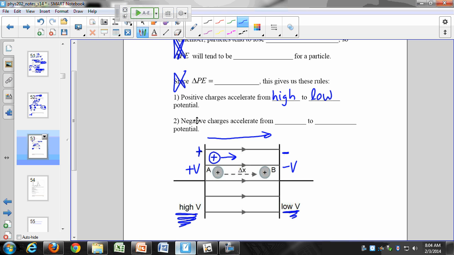So negative charges, if I put a negative charge in here, which way is it going to move, to the right or left? It's going to move from low to high potential, to the left. So negative charges accelerate from low to high potential. Positive charges accelerate from high to low potential. Negative charges accelerate from low to high potential.